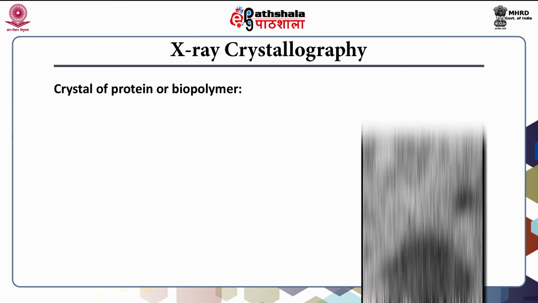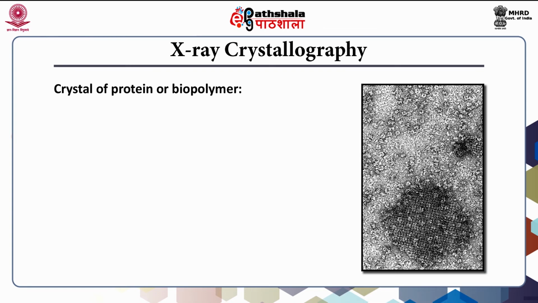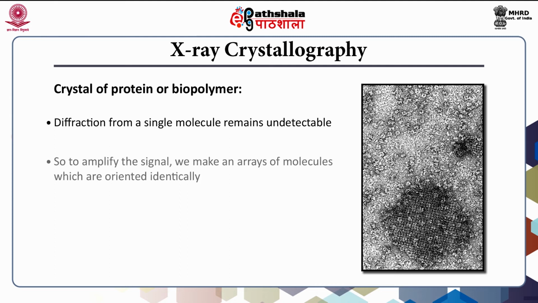Generally, the crystals should not have only a single molecule. The crystal should have many molecules. Why? Because the diffraction from a single molecule is undetectable. So, to amplify the signal, we make arrays of molecules that are oriented identically. These arrays of molecules are called crystals.